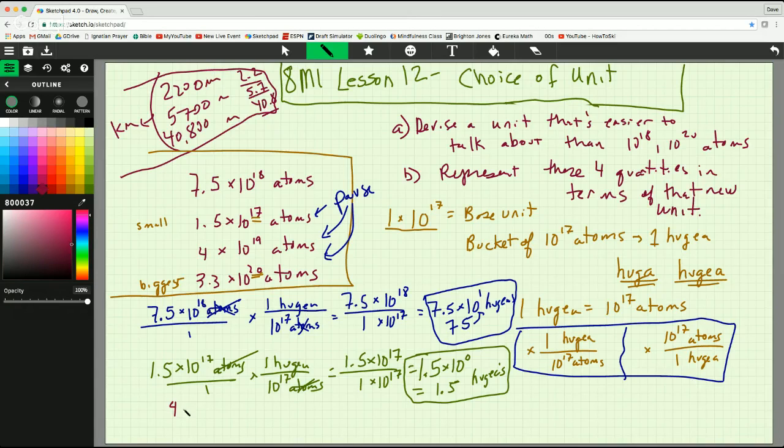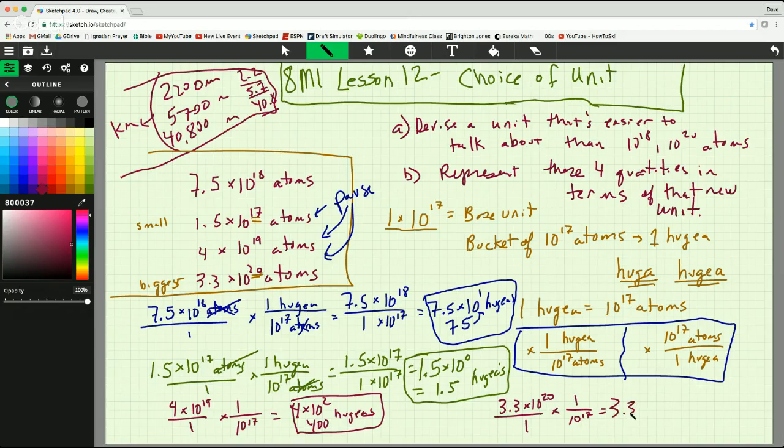We'll just do the last ones. 4 times 10 to the 19th, hopefully you did this one, times 1 over 10 to the 17th. I'm not going to write my units because I know they're going to cancel. And the answer here is going to be 4 times 10 to the 2nd, or 400 hujas. And this last one, 3.3 times 10 to the 20th times 1 over 10 to the 17th equals 3.3 times 10 to the 3rd. Hopefully this is getting easy for you guys. Hujas, or 3,300 hujas.